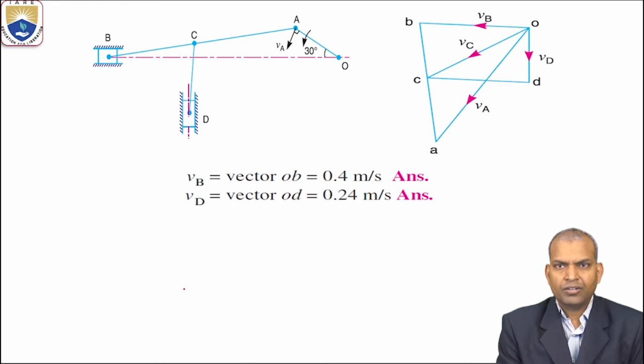Now after finding the values observed, the velocity of B is 0.4 meter per second and the velocity of D is 0.24 meters per second.